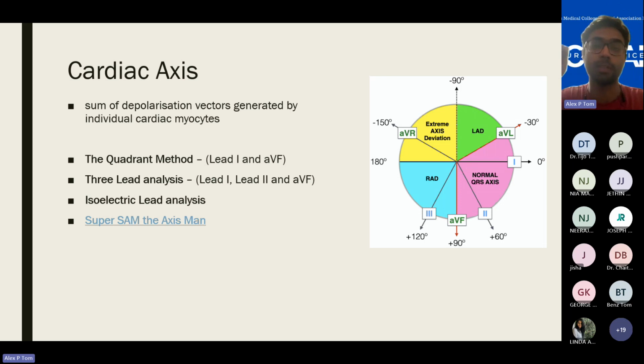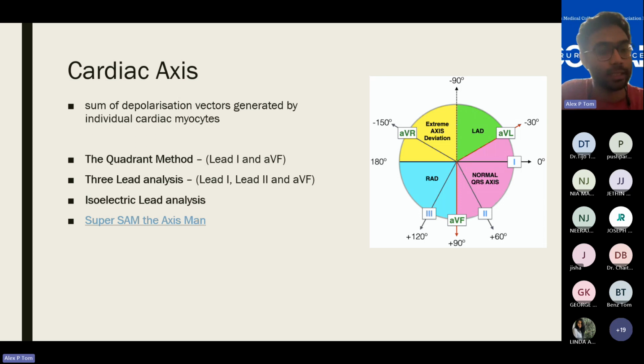So how do you interpret the cardiac axis? There are many methods that were described in this. I'll introduce you to all 4 methods, but my favorite is the Super Sam Axis Man. That's how it is called in a very good website called Life in the Fast Lane.